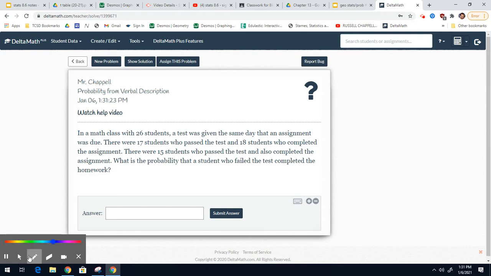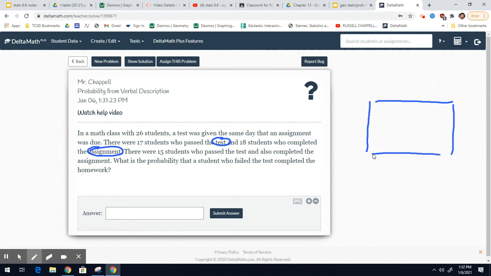Oh my goodness. Okay, so there are two main ideas in this problem. It's about the test and about the assignment, right? So let's put our two-way table. How are we going to make this two-way table? There should be 9 cells, right? So let's do that. 9 cells. So on the outside, we're going to have test, and then this is going to be the homework, okay? And for test, you either passed or you failed, and this is the total.